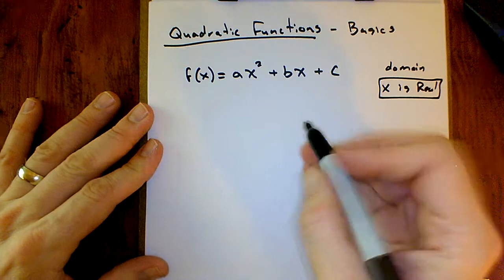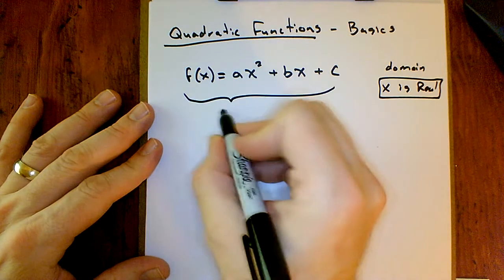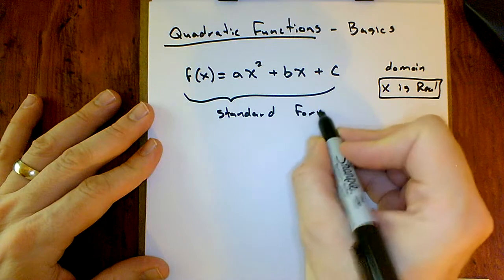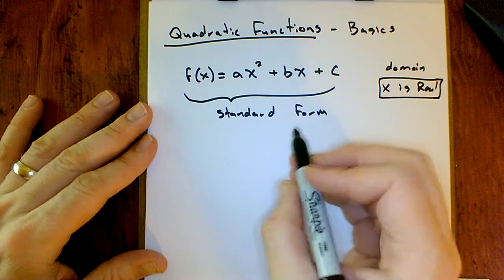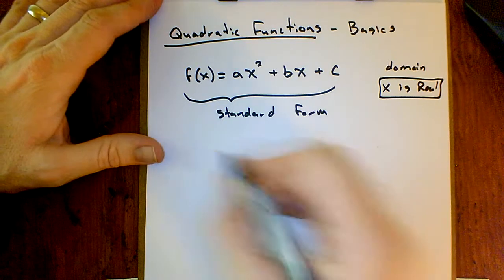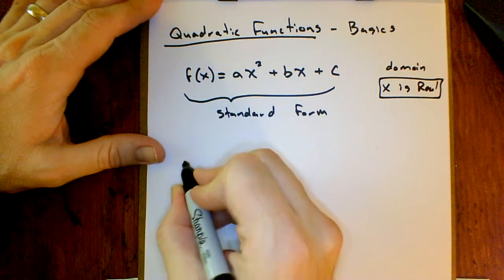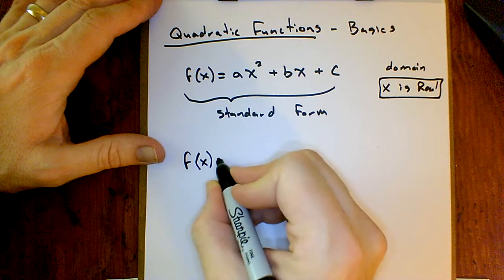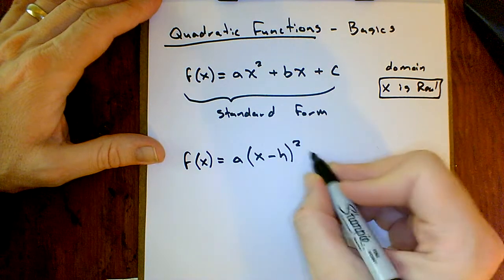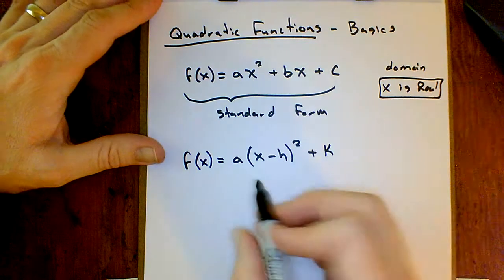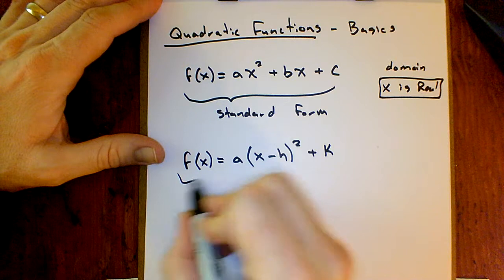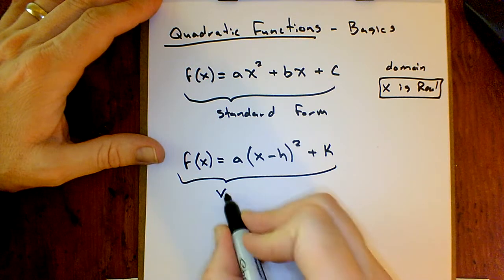Now this is what we call our standard form. We have one other format for this that will make more sense if you've already done some of our function transformations, and this is what we call our vertex form. We could also write this as f of x is equal to a times x minus h squared plus k. Now, the a for both of these are the same. This is called our vertex form.